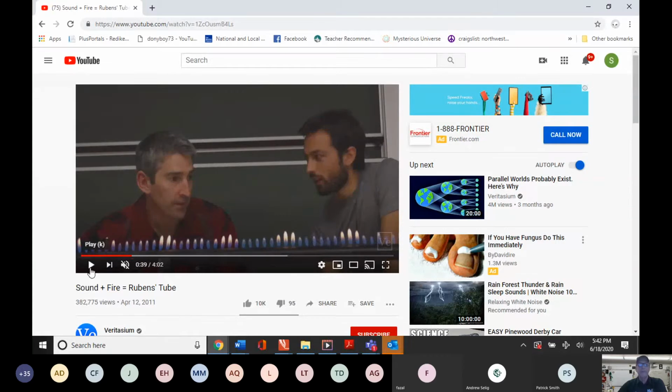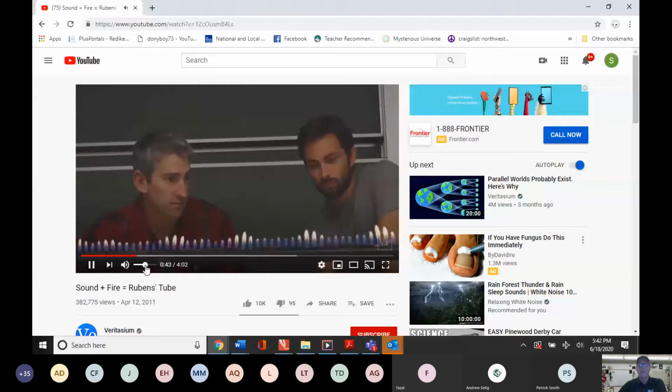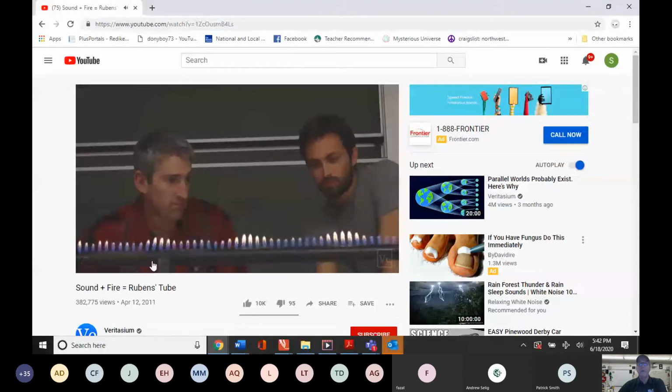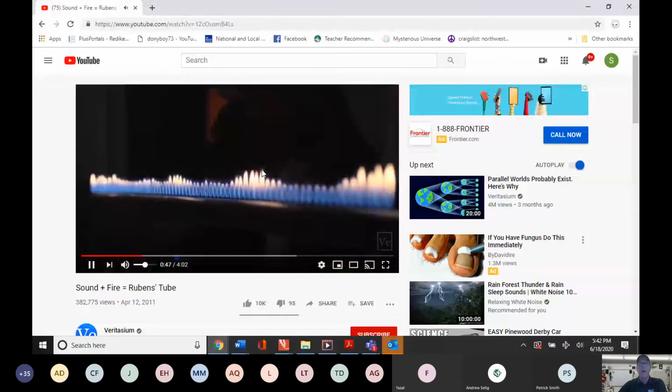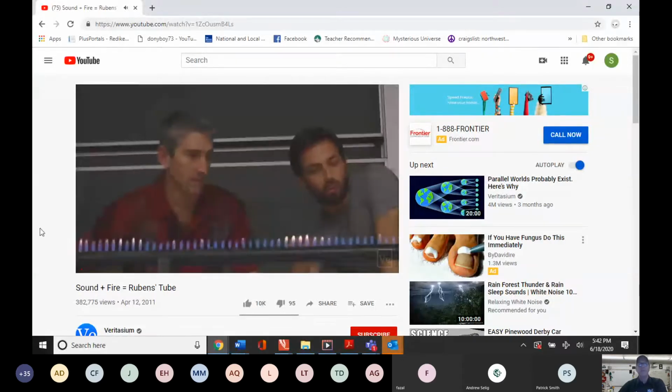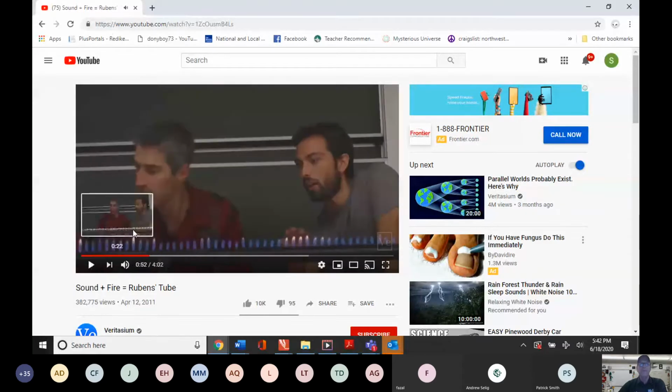Right here, let me see if I can. See, as he goes lower and lower, the wavelengths have to get longer and longer, right? See, and that's one. One doesn't even show up on there. So that's one Rubens tube.